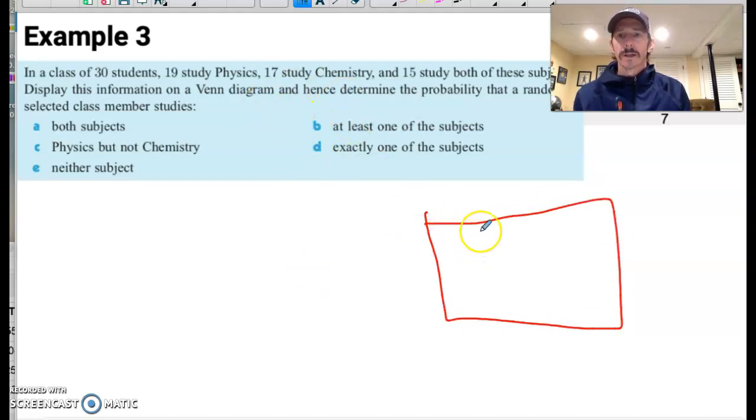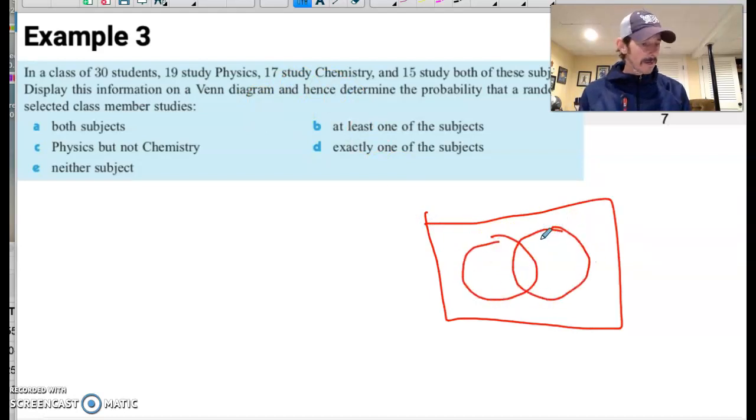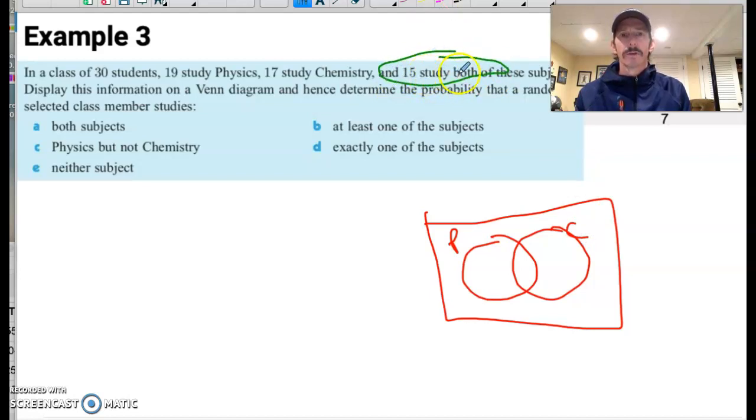I've got chemistry and physics, so I draw a circle, and I draw another circle, and one of these has to be for physics, and one has to be for chemistry. Now I'm going to start putting some numbers in it. So I always start with this. How many study both? The overlap would be 15, so I could put that 15 in here. And 19 study physics. So this whole physics circle that I'm now doing in green has to add up to 19. So if I've got the 15 already, this piece has to be 4. That's very important. Those have to add up to 19.